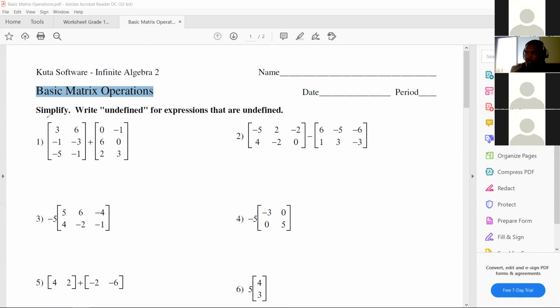So also look at the question here. It says simplify. Simplify just means make it simple. Add it, subtract it, write undefined for expressions or matrices that are undefined. If you cannot add it, if you cannot multiply it, just write undefined. Now this undefined is also very important. A lot of us are given questions and then you realize that I cannot do anything with this question.